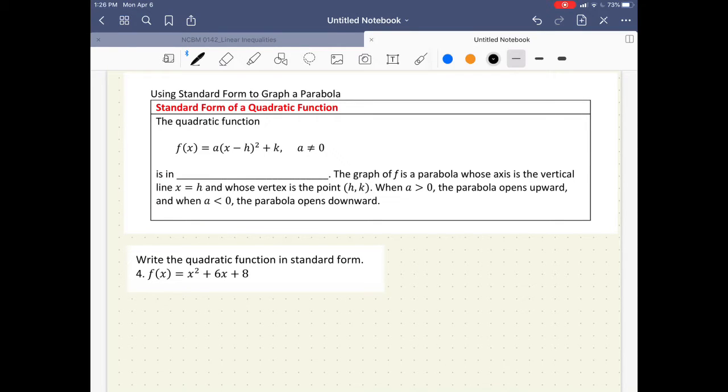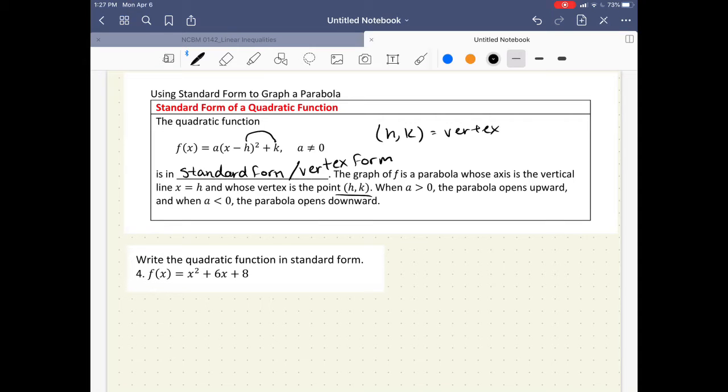So, using standard form to graph a parabola. Standard form of a quadratic function. The quadratic function f of x equals a times x minus h squared plus k, where a cannot be equal to 0, is in standard form, also known as vertex form. The reason it is known as vertex form is because the h and the k compose your vertex, as it's telling us right there.